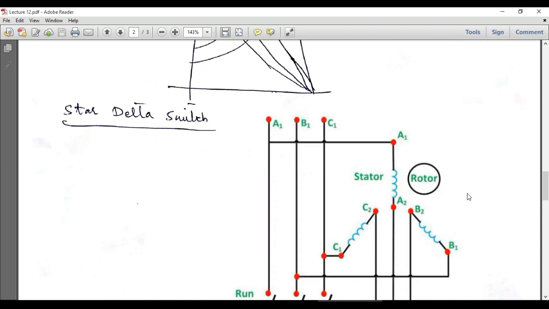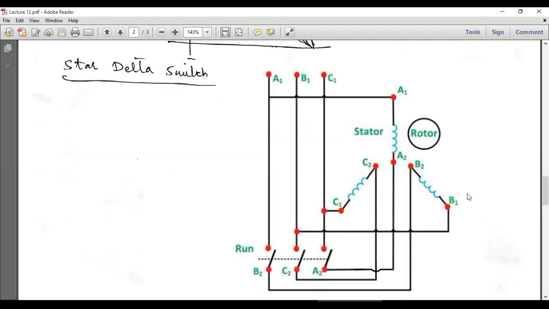So in star delta switch, what we have to do is connect the stator of the induction motor in star mode at the start when the motor is at rest. When the motor is at rest and we want to run it, we have to connect the stator windings in the star connection. When the motor comes to the running mode, the stator windings should be converted to the delta connection or delta mode.